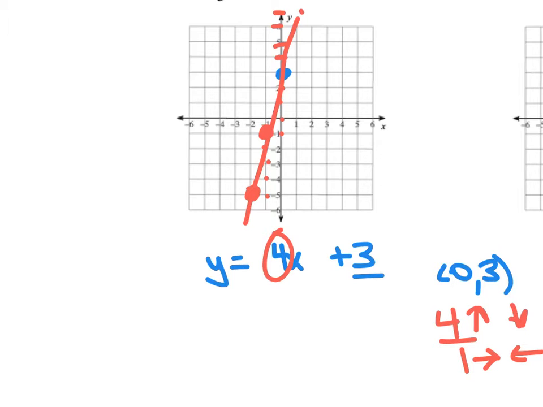Okay, so that is it for today. Remember that b is where you begin. That's going to be the number that has no variable next to it. Our slope is going to be how we move. That's the number touching our x or being multiplied by our x. Remember that if your slope is negative, you're going to go down and right. If your slope is positive, you're going to go up and right. The only time we ever go left is if we are bringing our points in the opposite direction from where we began.